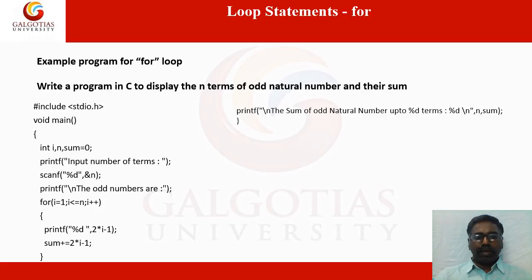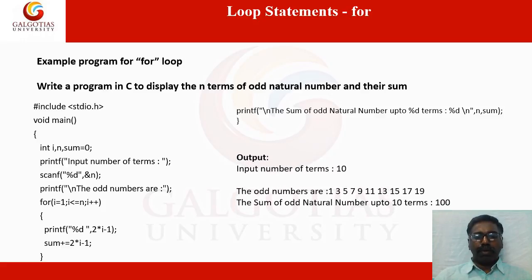As the for loop keeps executing, when i is greater than n, the for loop exits, and then you can see the output. The input nth term is 10, the odd numbers are printed continuously, and the sum of odd numbers, which is already calculated, is also printed here. So the for loop is executed from 1 to n times. The n times is defined by the user.